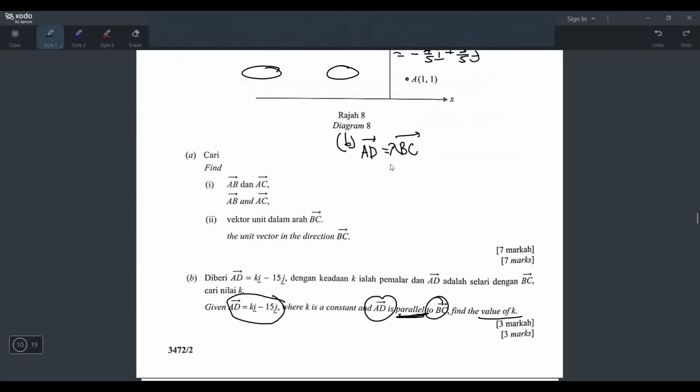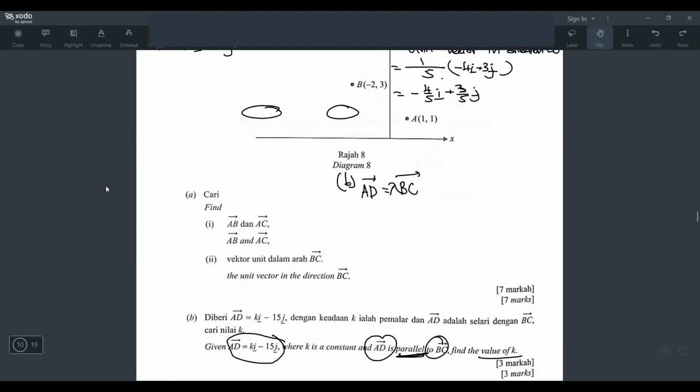Let me explain why I have to add this. Because this is the ratio for AD and BC. So when we say two vectors are parallel, you can make them equal, but you have to add a constant. We have to add a lambda like this, but it doesn't have to be lambda, it can be any alphabet. The reason we have to add it is because they are not the same length. They are parallel but not the same length. That's why this will be the ratio.